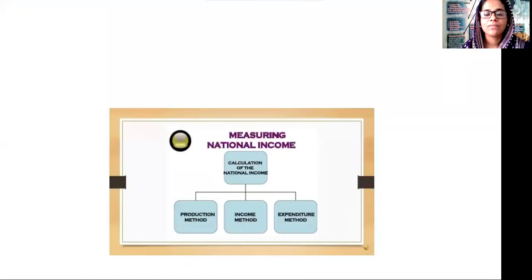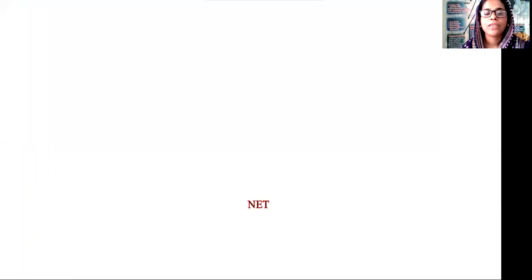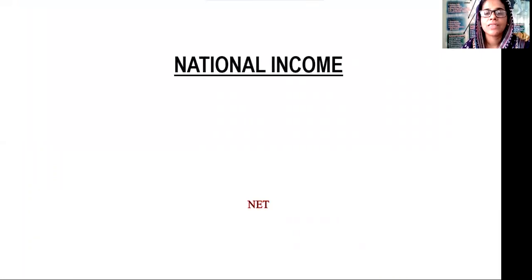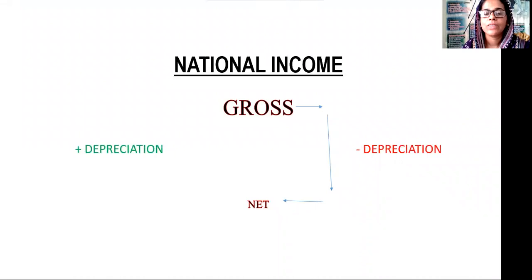This value added method can also be called the production method. Now there are some concepts related with national income accounting. First of all, we have to know what it is. First one, how to make gross to net. The difference between gross and net is depreciation. So in order to make gross to net, we have to deduct depreciation, and to make net to gross, we have to add depreciation.